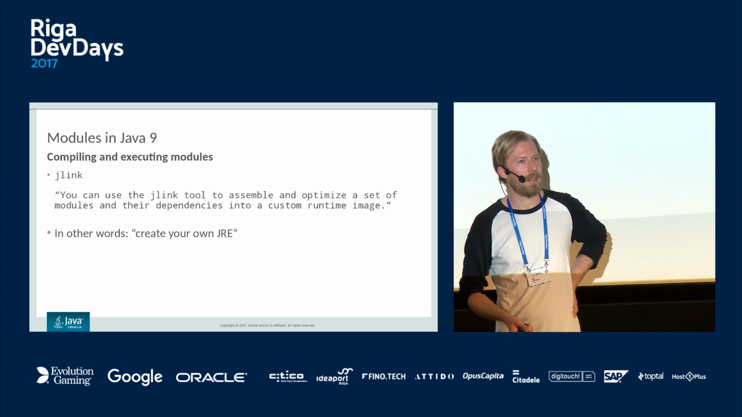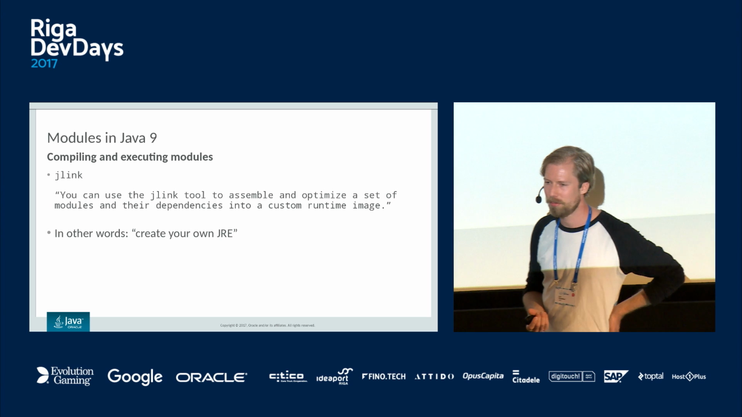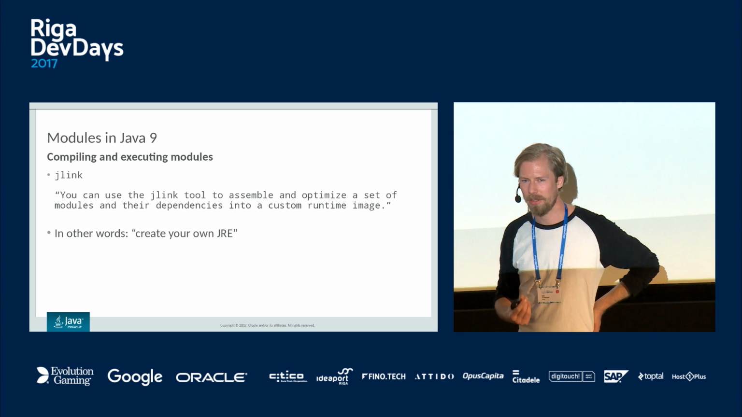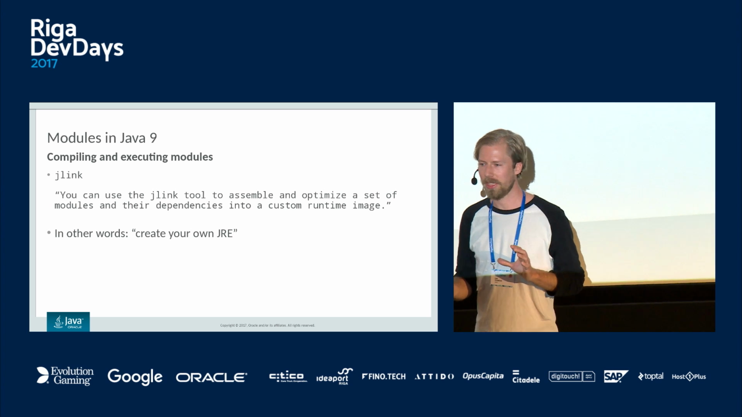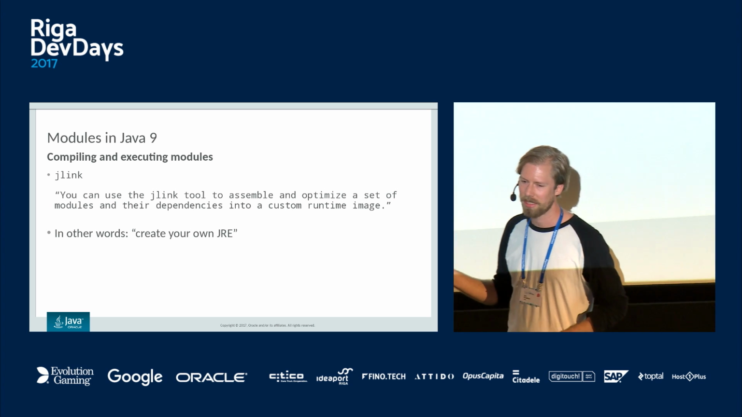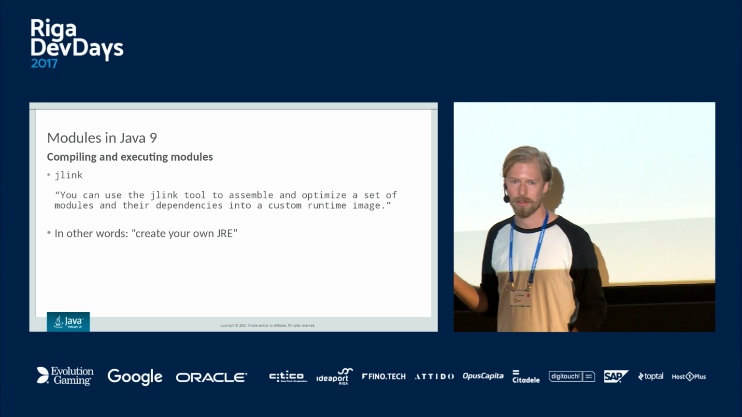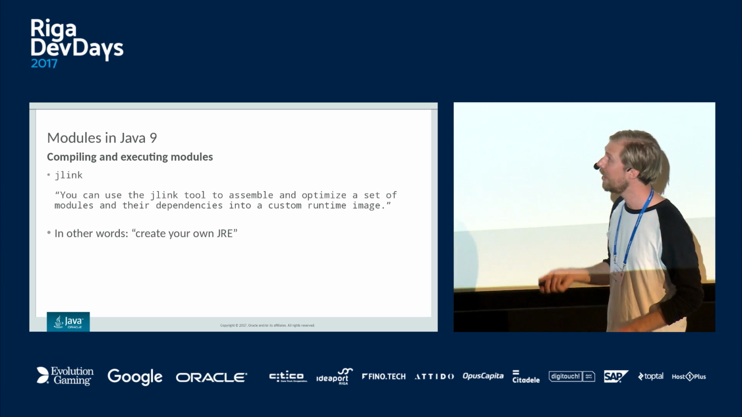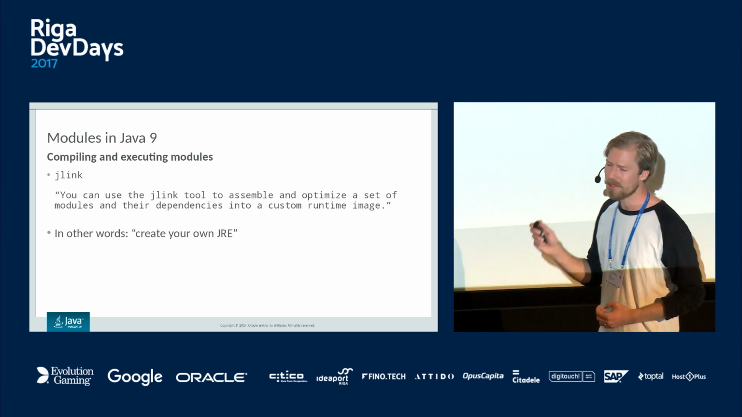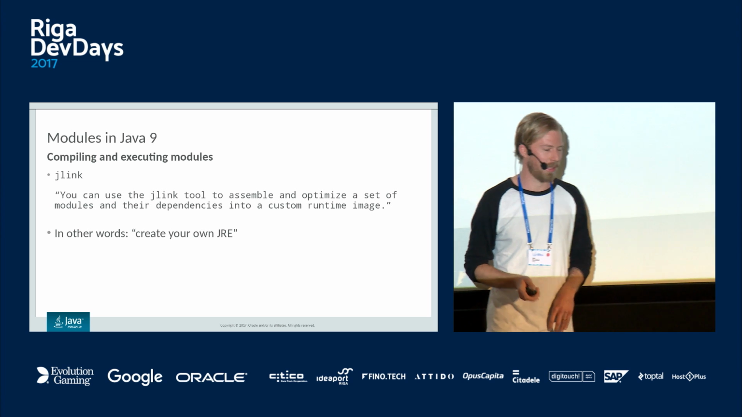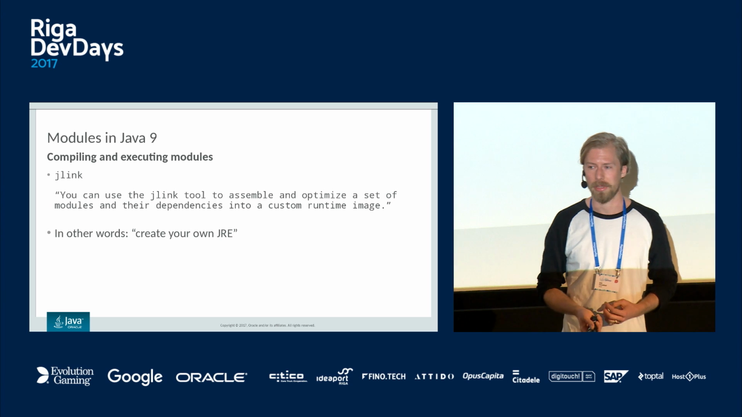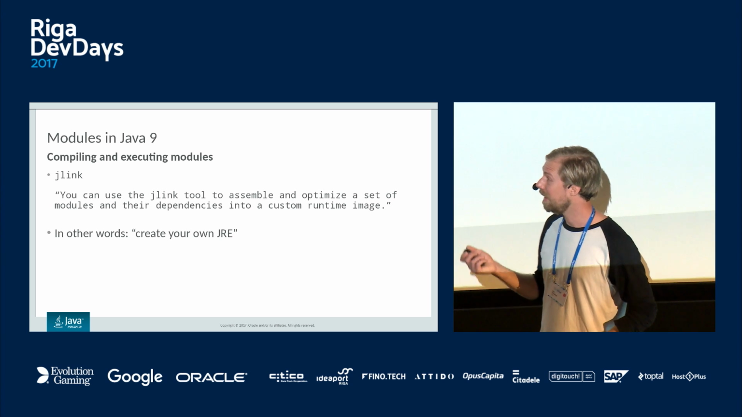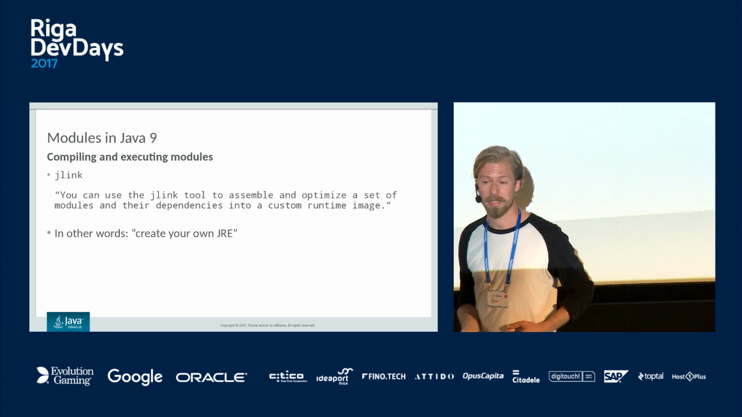So there are a few key properties of this module graph that we actually can make use of a little bit more. Remember the module graph we had for our application? There's a new tool in JDK 9 that uses this module graph called jlink. So jlink says in the documentation, you can use the jlink tool to assemble and optimize a set of modules and their dependencies into a custom runtime image. Wow, that's a lot of words. Shorter: create your own JRE.